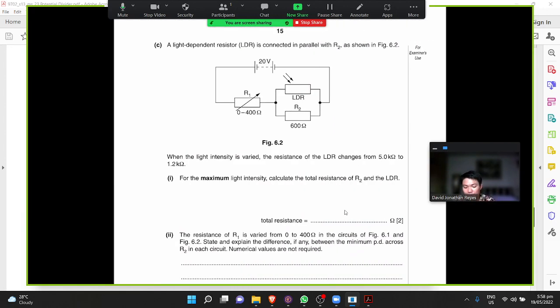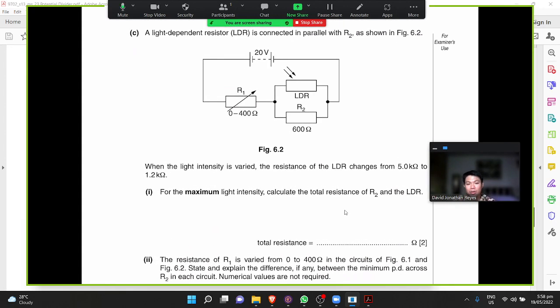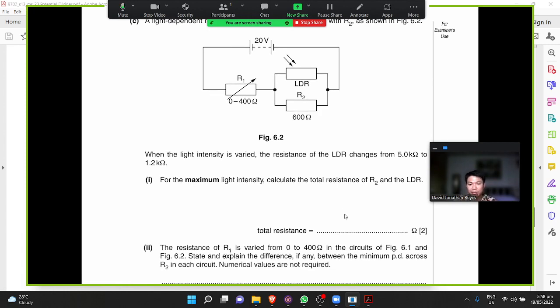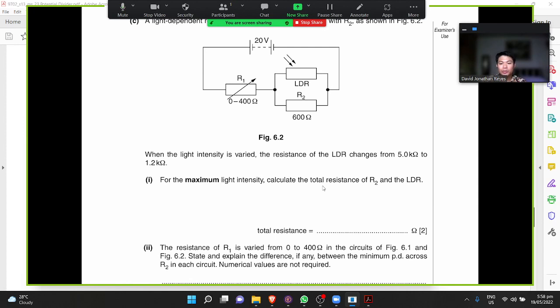How about if we try to change the equation? Let's say now we replace the R2, or better, we say we add another resistance in parallel to R2. What do you think would happen? For the maximum light intensity, you are asked to calculate the total resistance of R2 and the LDR. So you want to find out the total resistance here.